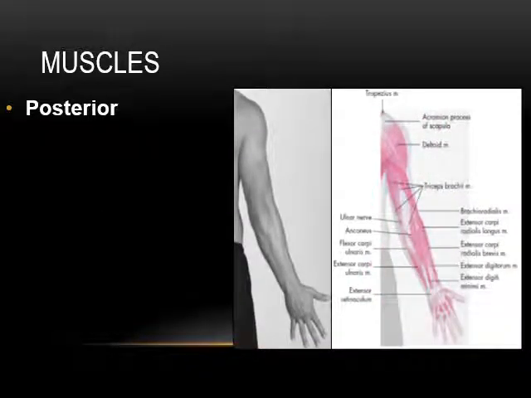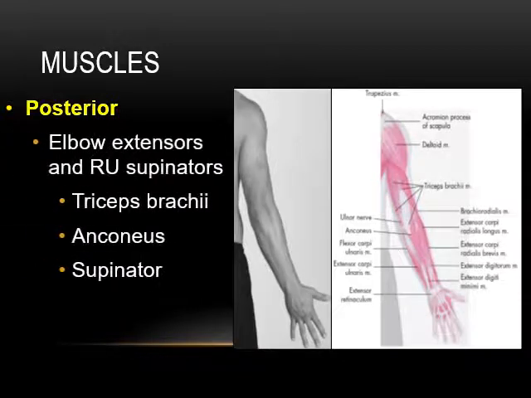And here we're looking at the posterior side. On the posterior side, you're going to have the elbow extensors and the radioulnar supinators. So you can see here the triceps brachii and the anconeus. Look on the back here: triceps brachii, the anconeus. And the supinator will also be a muscle that you can see on the posterior surface of the arm.